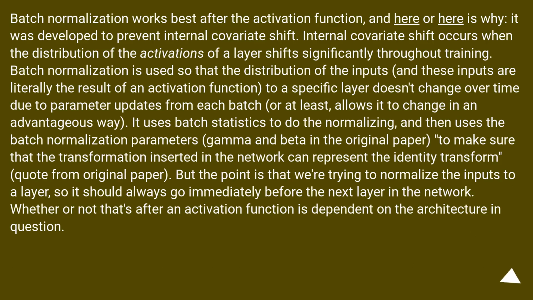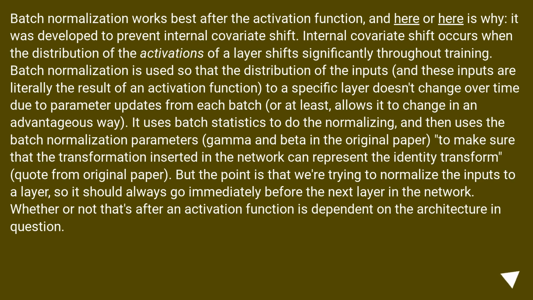Batch normalization works best after the activation function, and here is why. It was developed to prevent internal covariate shift. Internal covariate shift occurs when the distribution of the activations of a layer shifts significantly throughout training. Batch normalization is used so that the distribution of the inputs, and these inputs are literally the result of an activation function, to a specific layer doesn't change over time due to parameter updates from each batch, or at least allows it to change in an advantageous way.